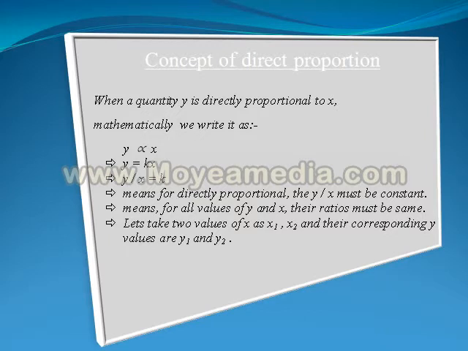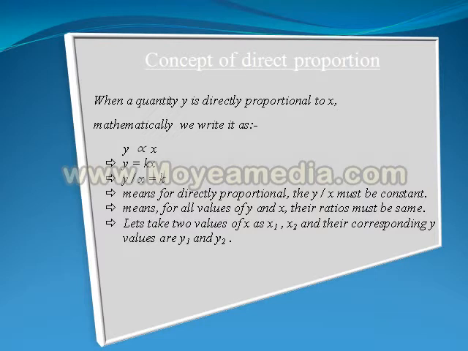So what does it mean? It means the ratios must be the same for all values of y and x. If the two quantities are there, you can take many values of one quantity and the corresponding values of the other quantity. So you can come up with the ratios, and for direct proportionality the ratios must be the same. And let me demonstrate in front of you.